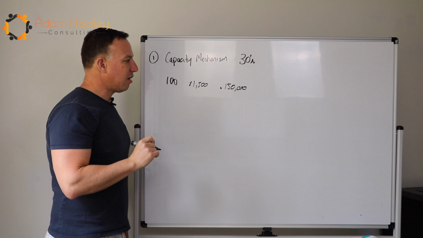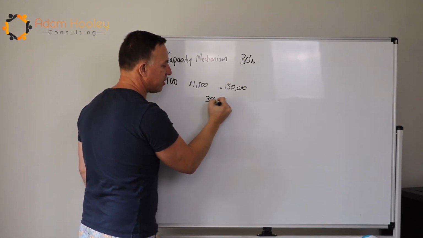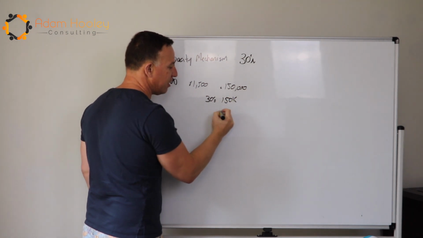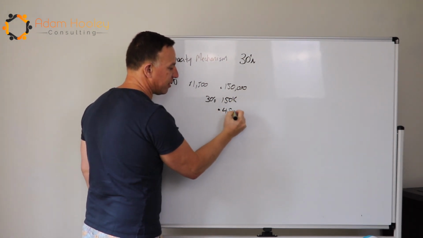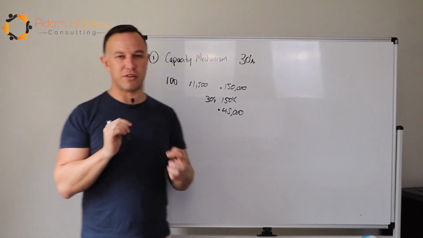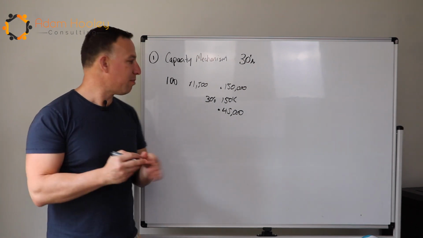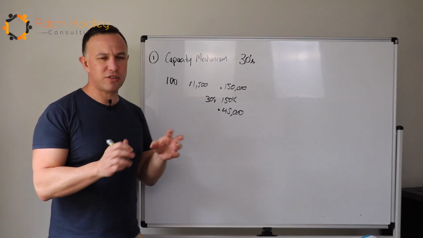So what's 30% of 150K? That's going to give us $45,000. What we're saying is that should be the value of a team member's salary that we're paying for that particular role, about $45,000. That was just to come up with an estimate.